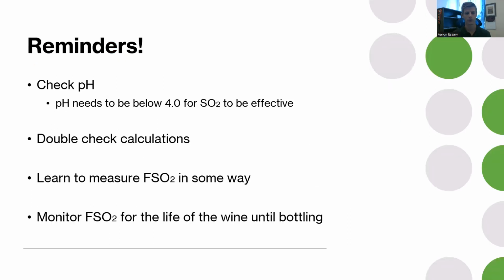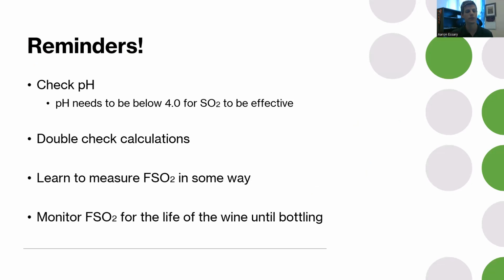Okay, so just quick reminders as we wrap up here. Check your pH. pH really needs to be below 4.0 for SO2 to be effective. Always double check your calculations. I'll say it again, always double check your calculations before you make an addition. And then learn to measure free SO2 in some way. If you are adding KBS into your wine and you're not measuring free SO2, how do you know how much you need to add next go around?